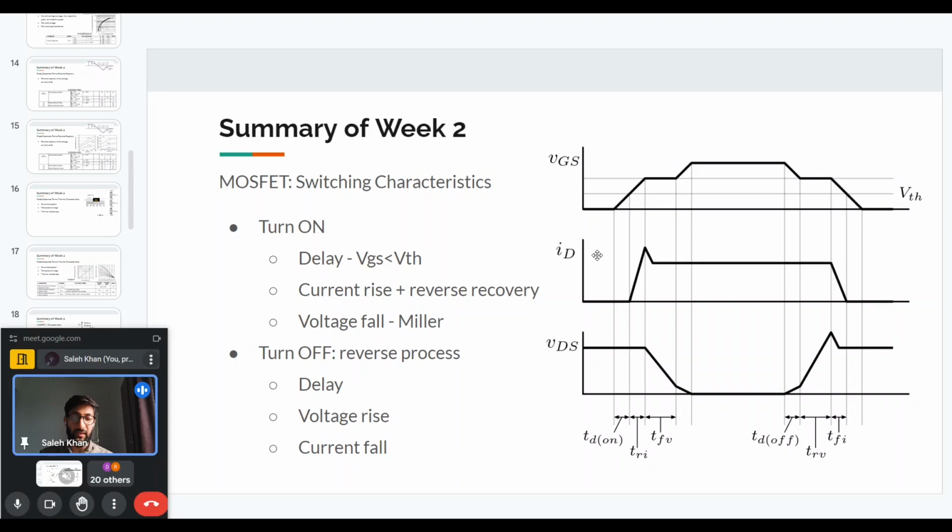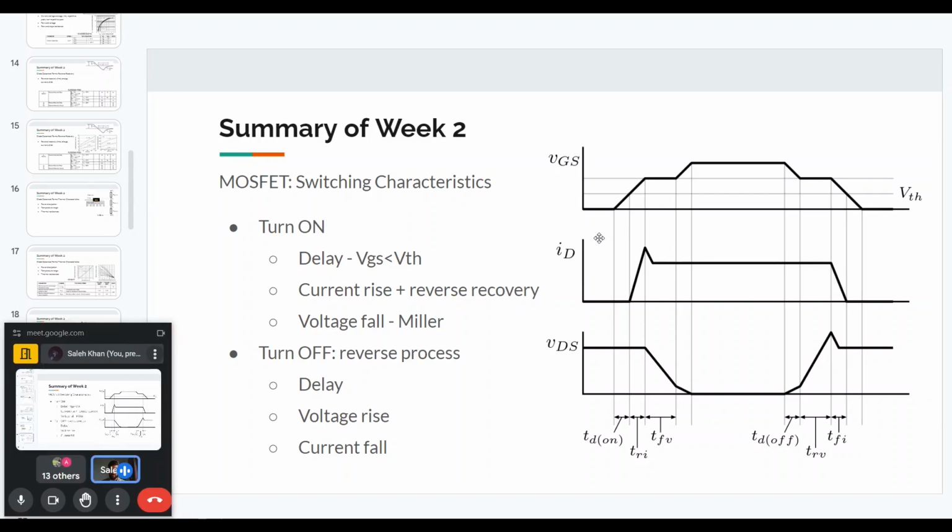And then the current starts to rise. This is the rise time of the current. And then the voltage falls, which is the fall time of the voltage. Usually in the data sheet, TRI and TFV are not given separately. They are given together as the turn on time.